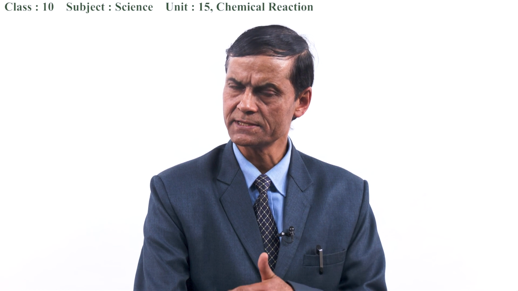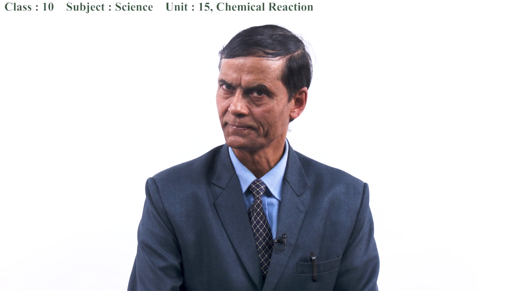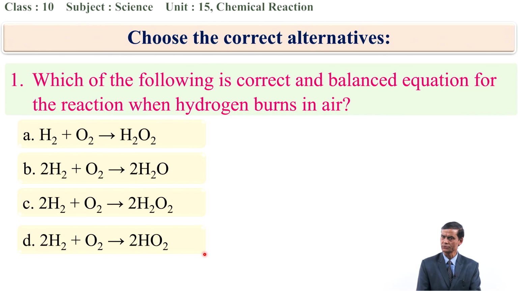Dear students, we have discussed different types of chemical reaction in today's lesson. Now let's engage in one activity. Yes, I am going to ask you some multiple choice questions. The first question is like this: which of the following is the correct and balanced equation for the reaction when hydrogen burns in air? Remember, hydrogen burns in air. Hydrogen plus what is in air? Oxygen. What happens when hydrogen burns in oxygen? It produces water. So we have to find the correct equation here.